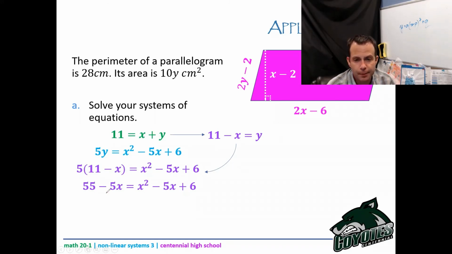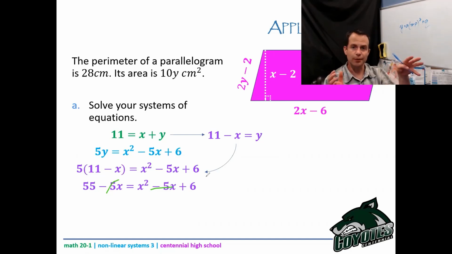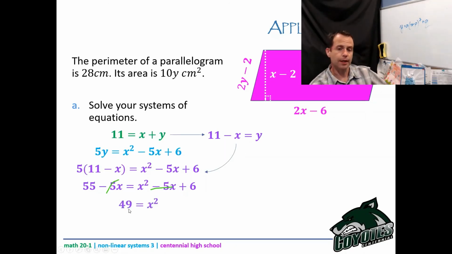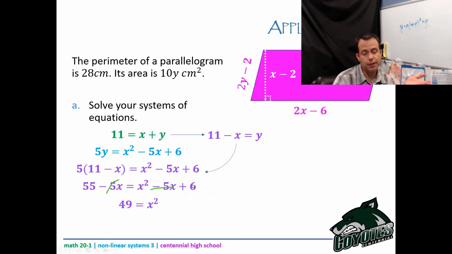If I add 5x to both sides, that actually wipes out the negative 5x. The negative 5x was actually balanced on both equations. And so now I'm just left with x squared and a number. As soon as I'm left with x squared and a number, I want to get the numbers on the other side of the x squared so that I can just square root both sides. So let's subtract 6 from both sides. That's going to give me 49 equals x squared. Now to get x, I take the root of 49. A reminder, because you're taking the square root, it could be plus or minus. So x could be plus or minus 7.